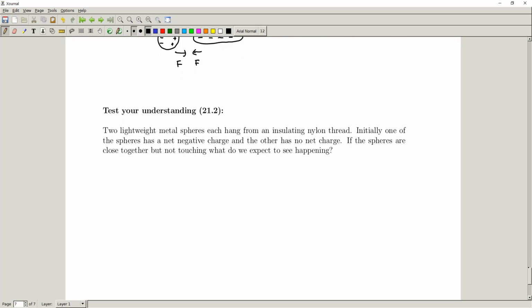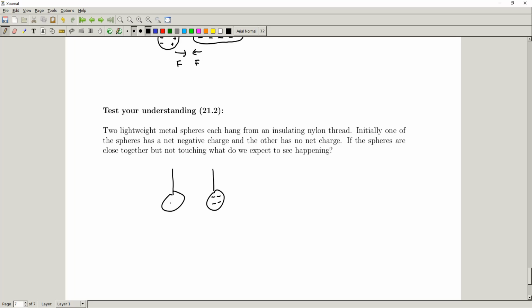Okay, so there's also a nice test your understanding at the end of section 21.2. So what are we looking at here? We're looking at two lightweight metal spheres, each hanging from an insulating nylon thread. So maybe I'll draw those here. We have one, and we have a second one here. Initially, one of the spheres has a net negative charge, so let's make this one negative. And the other one has no net charge. So this one has no net charge over here.